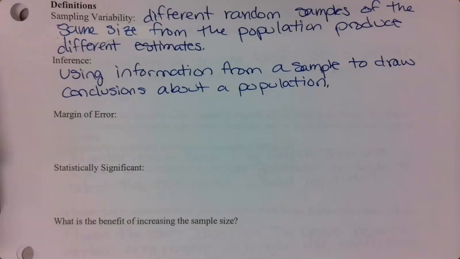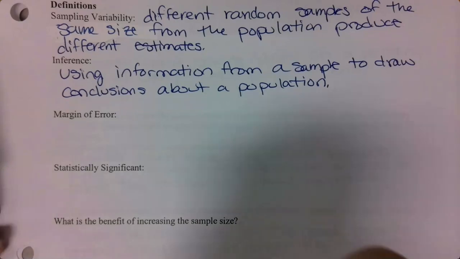Okay, the next one is margin of error. This is how far we expect an estimate to be from the truth. So typically you'll see this on surveys where they publish the result and they'll say plus or minus 3%. It's telling you it thinks it varies about 3% either direction.